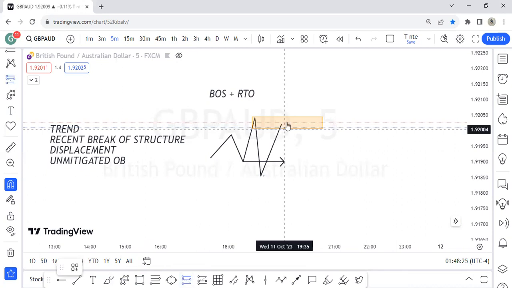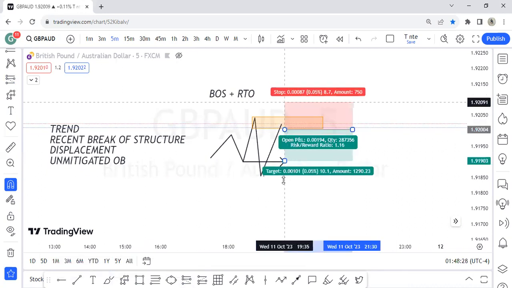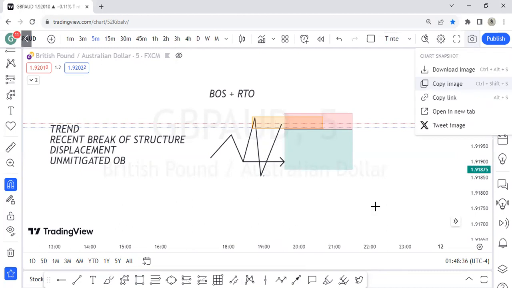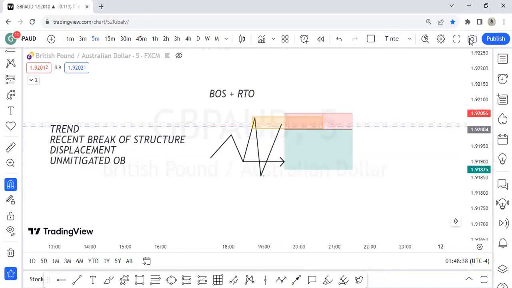This becomes your area of entry. You can place your stop loss above it, and then set your target downward. So this becomes your trade setup. Very easy to spot and very easy to utilize.